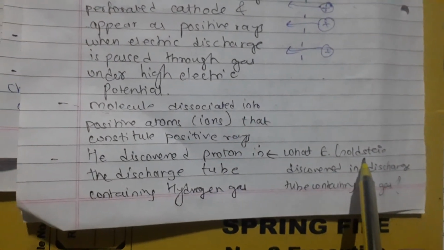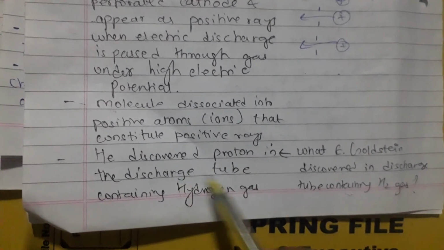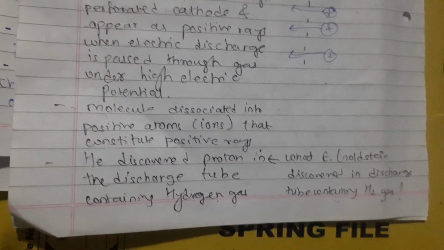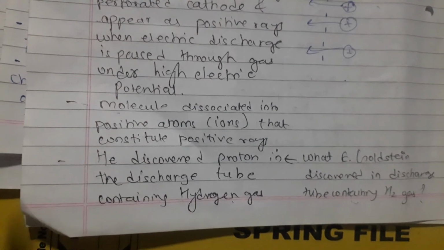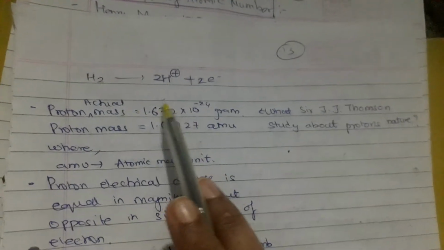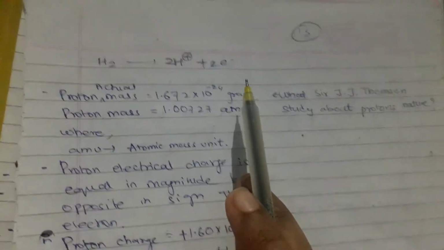Now, what did E. Goldstein discover in a discharge tube containing hydrogen gas? He discovered proton in a discharge tube containing hydrogen gas. Means, when hydrogen gas was filled in the discharge tube experiment, he discovered proton. Next page. Now see, hydrogen dissociates into 2H plus 2 electrons, and by this the positive ion's presence is established.